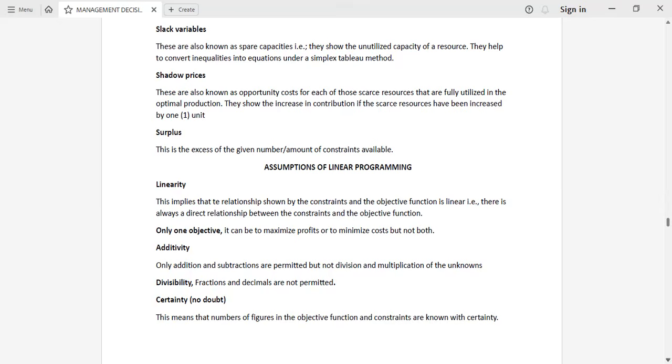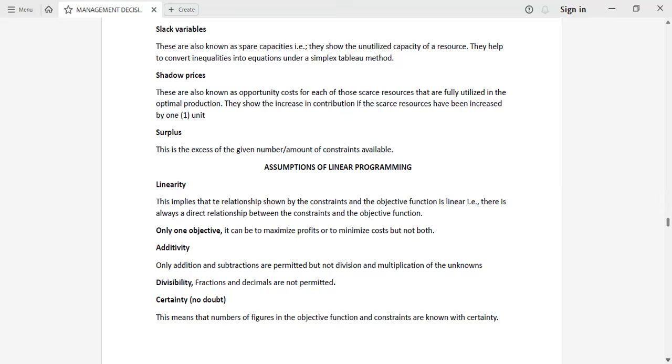So that's what we mean, that there is linearity. In other words, there is a direct relationship between the constraints and the objective function. If one is there and the other one is not there, we don't expect anything to happen, because there is a direct influence. So that's all, and that's what we can talk about as far as linearity is concerned.